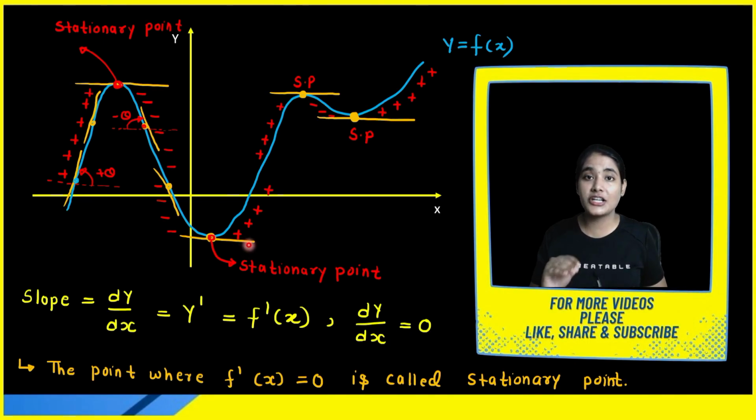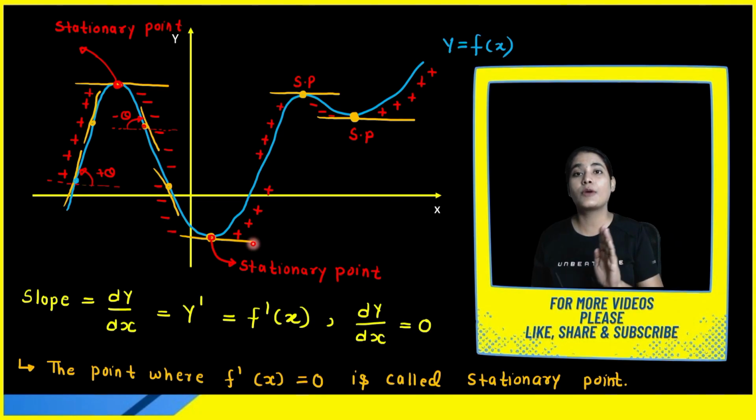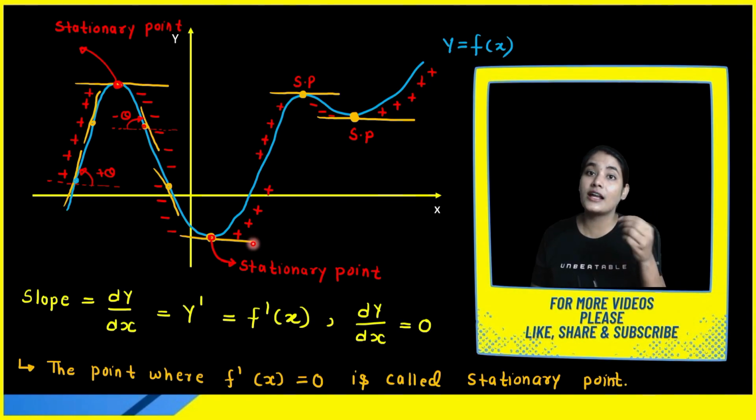It means at this stationary point you are getting point of maxima as well as point of minima. So it simply means that just by finding the value of slope, just by finding the value of the derivative, it is not easy for us to find the point where we are getting maximum value, the point where we are getting minimum value, and the point where we are getting point of inflection. We have to do some more. We have to add some more calculation. That we are going to do now.